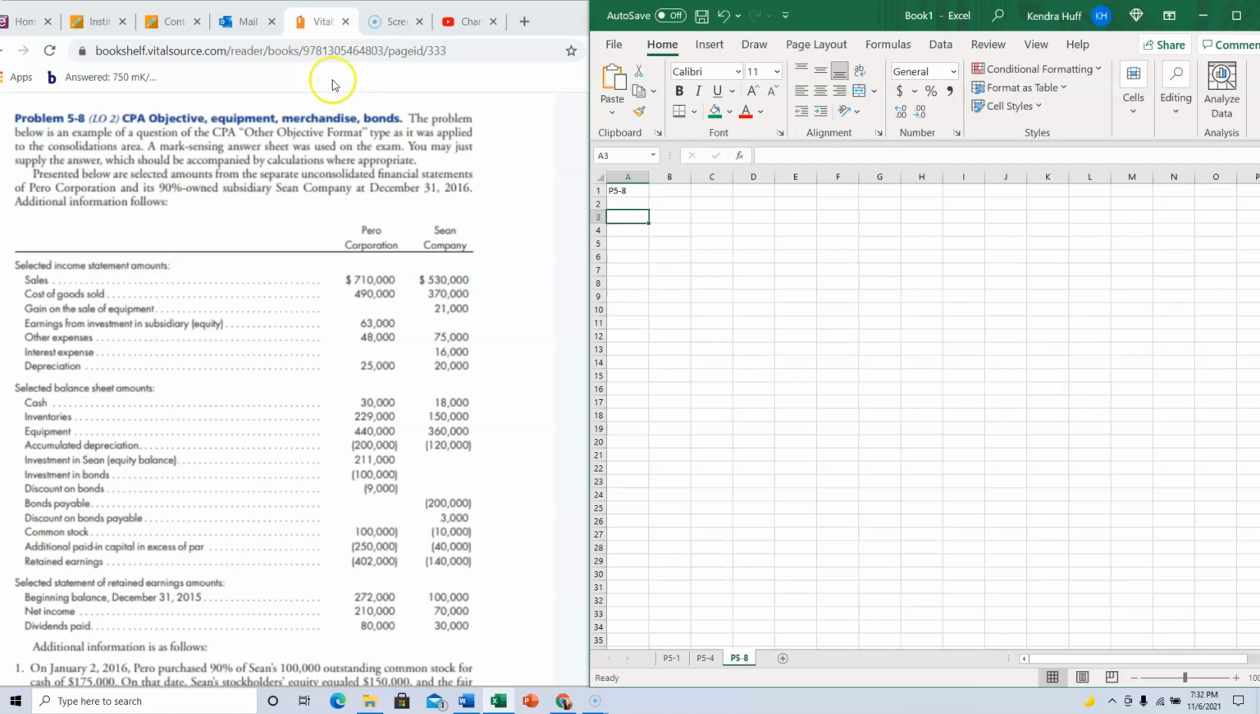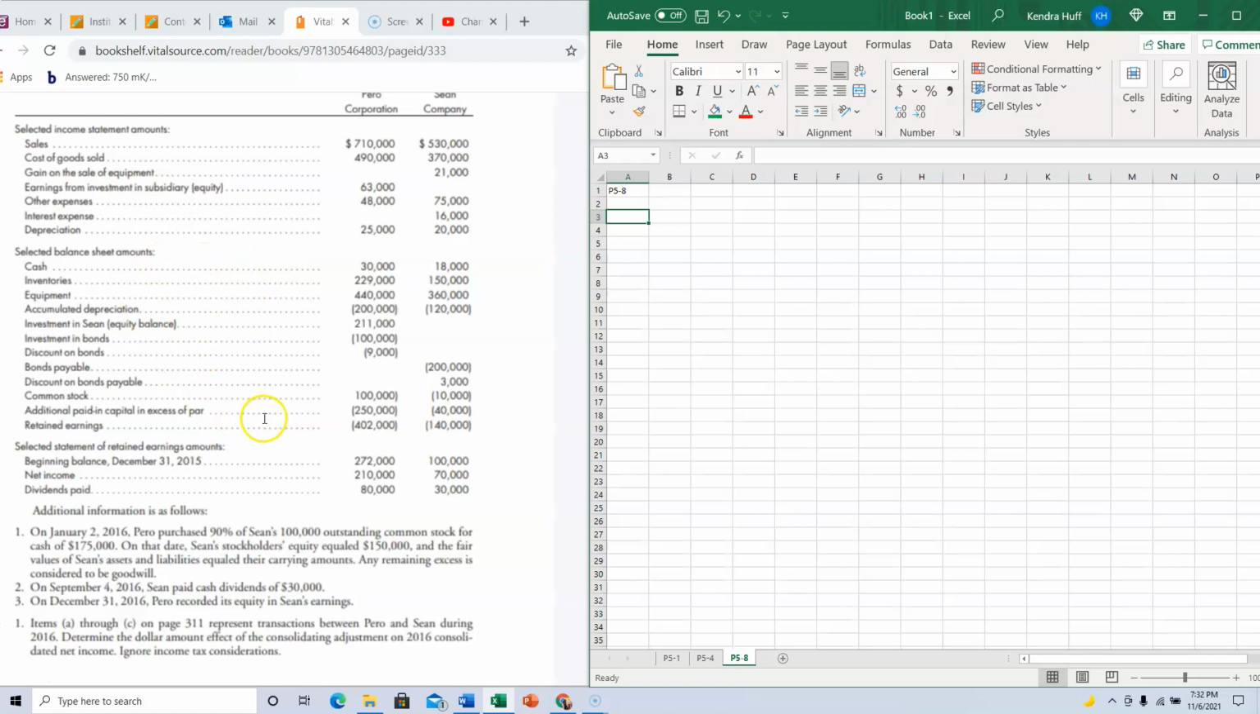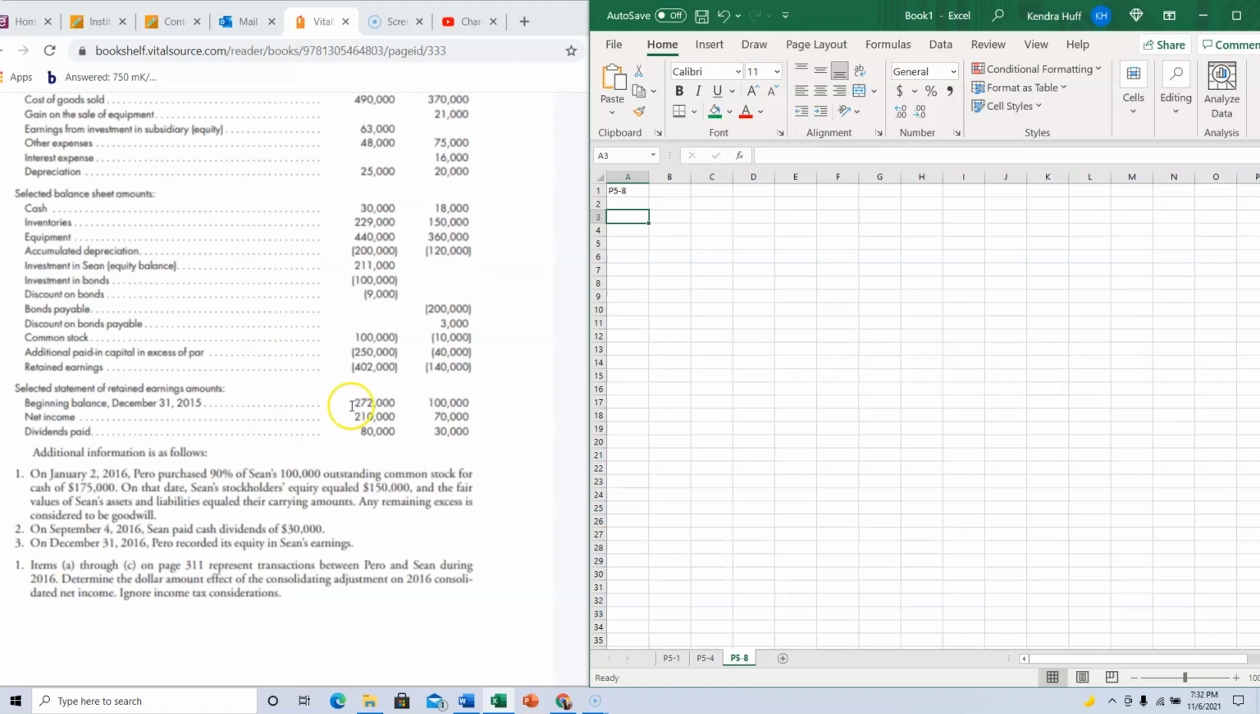All right, so anyway, presented below are selected amounts from the separate and consolidated financial statements of Petto Corporation and its 90% owned subsidiary, Sean Company, at December 31st of 2016. And we have income statement items, and then we have selected balance sheet amounts. Then we also have retained earnings, net income, and dividends paid.